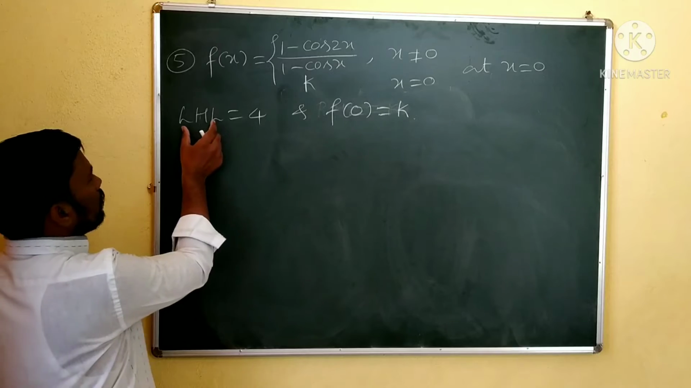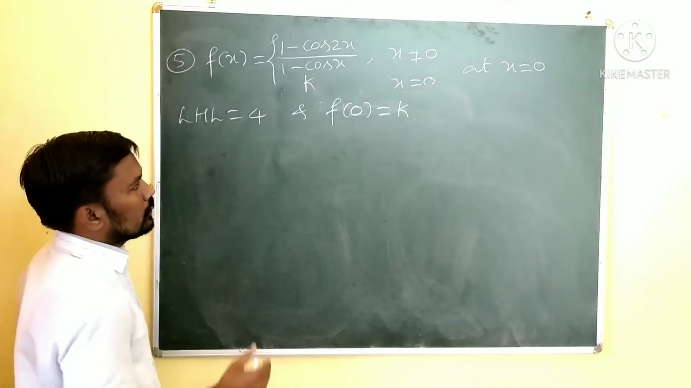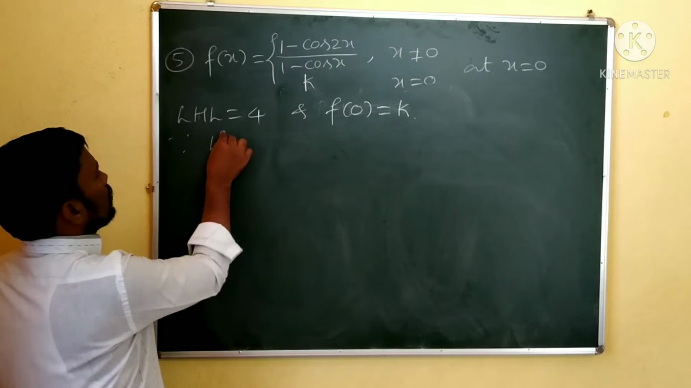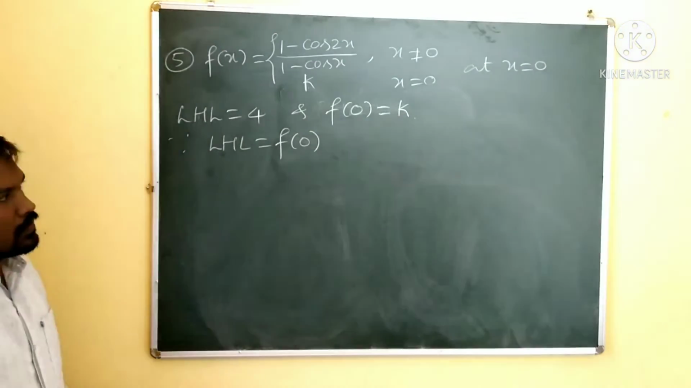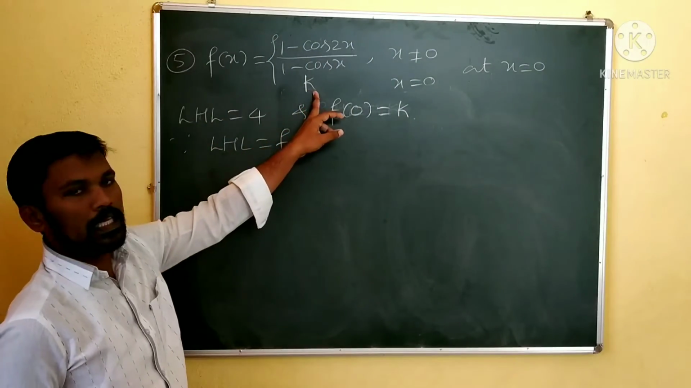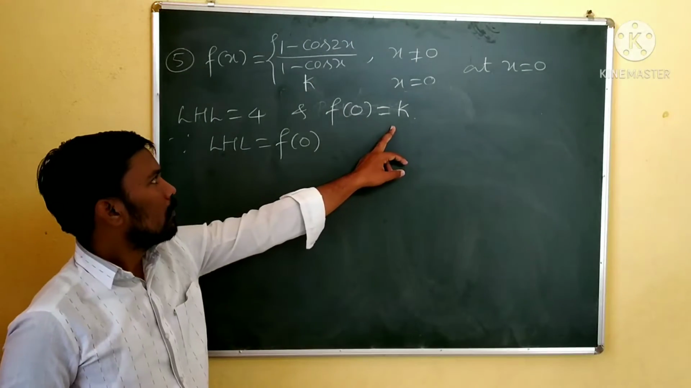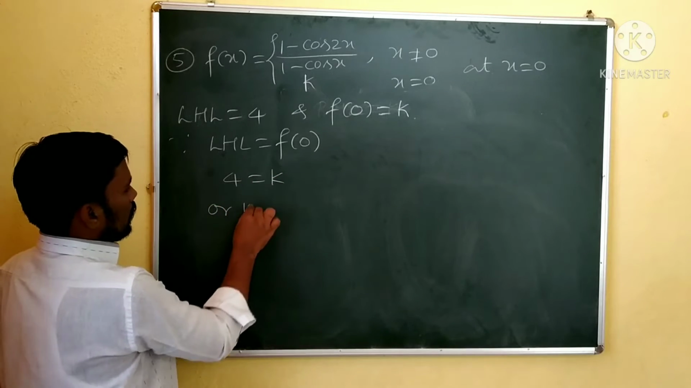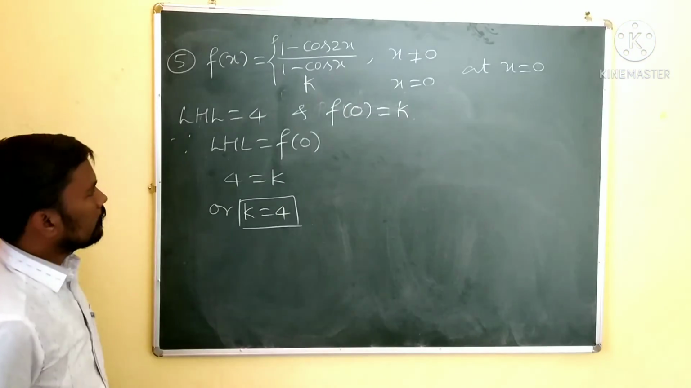Okay, again we can equate the left hand limit value with the value of the function. Just by equating these two, we get the value of k. Since LHL is equal to f of 0, f of 0 is nothing but what? The value of the function at a given limit point. At x equal to 0, f of x value is what? K. At the limit point 0, f of 0 is equal to k. LHL value 4 is equal to k, or k is equal to 4. The value of k is 4, which is the required value of k.